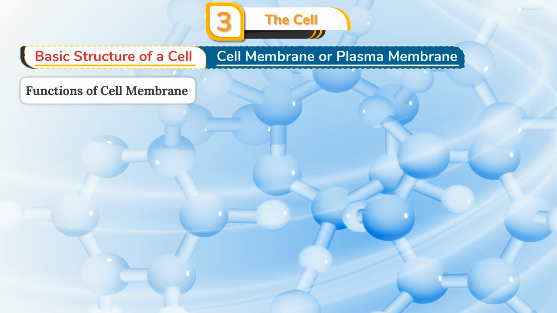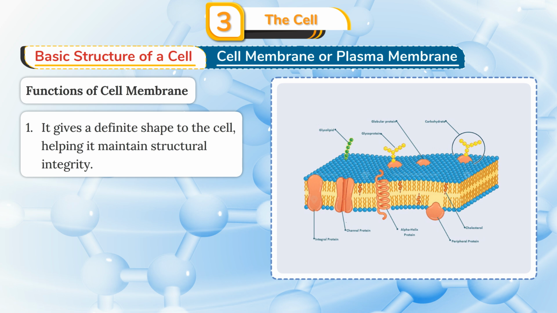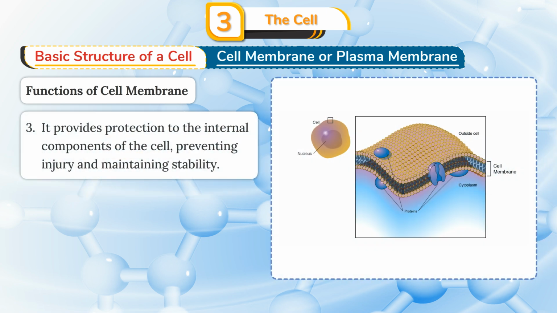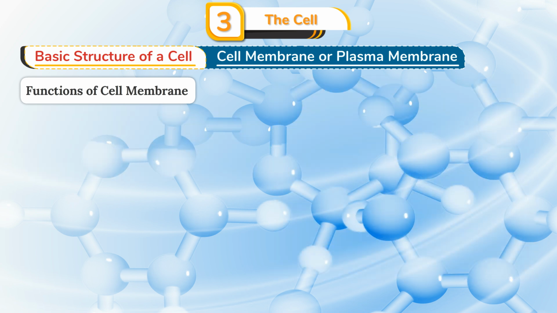Functions of cell membrane. 1. It gives a definite shape to the cell, helping it maintain structural integrity. 2. It controls the movement of materials in and out of the cell, ensuring that necessary substances are absorbed and waste products are expelled. 3. It provides protection to the internal components of the cell, preventing injury and maintaining stability.